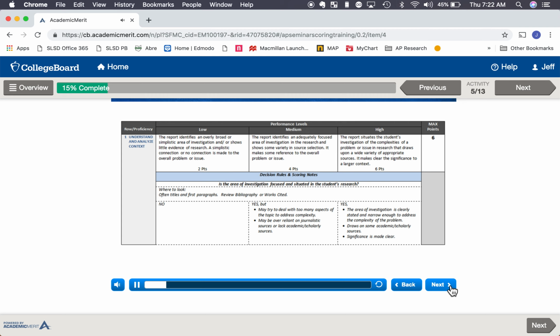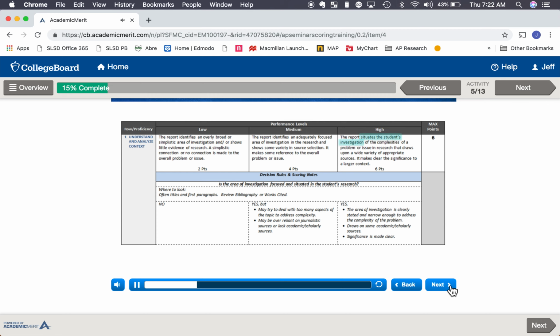As we work through the rubric rows, you may find it helpful to highlight the key words that indicate the differences between levels, so that you have it for reference later. So, row 1 is about the proficiency, understand and analyse context. This row looks at whether the research is clearly focused through an approach, perspective or lens, and whether it is selected well enough to allow for substantial, complex contextualising of the team's problem or issue.